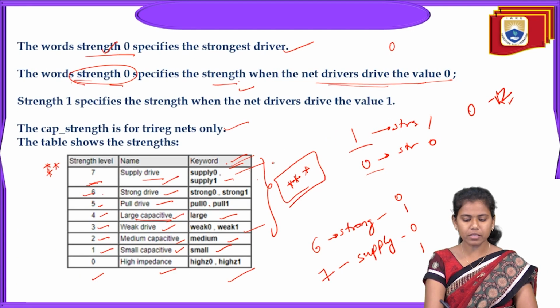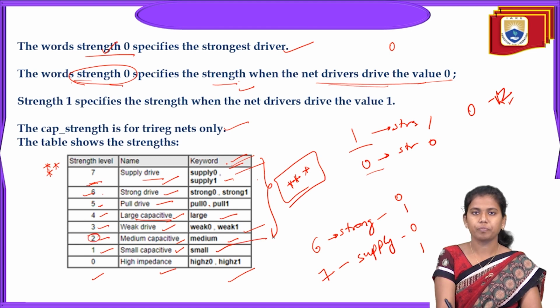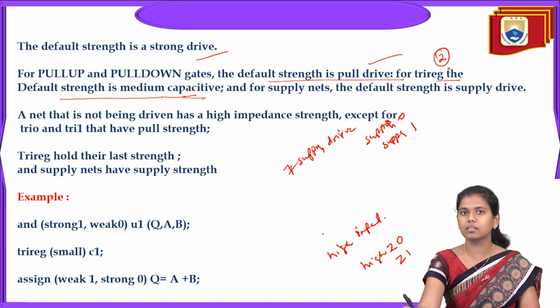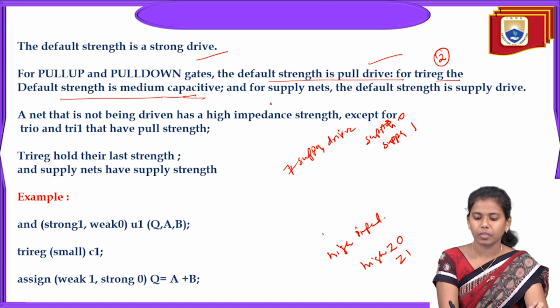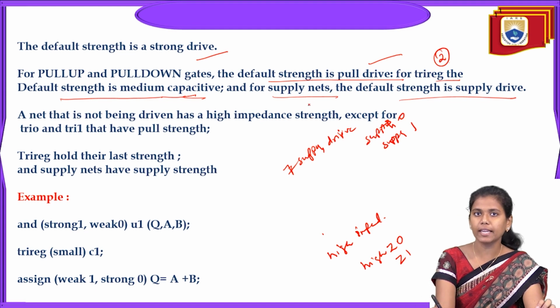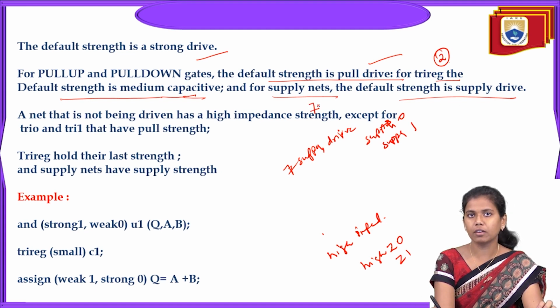So what is this medium capacitive? Medium capacitive is 2, isn't it? So for Trireg nets, medium capacitive is the keyword that we can use. The strength level is 2 only for the Trireg nets. And for supply nets, the default strength will be supply drive. So for the supply nets, the strength level will be 7. Okay. And 7 is nothing but the supply. So here we use the 2 keywords, that is supply 1 and supply 0.